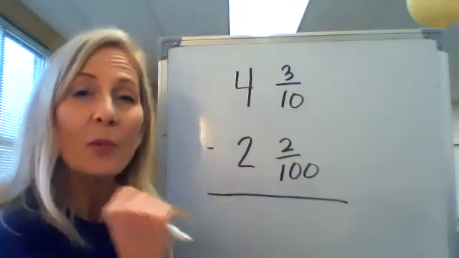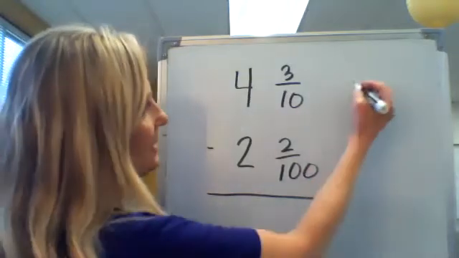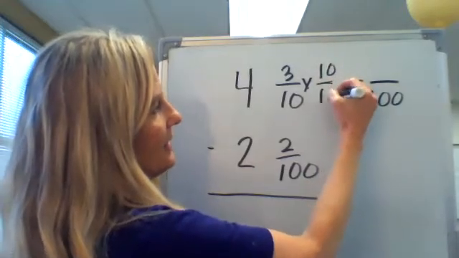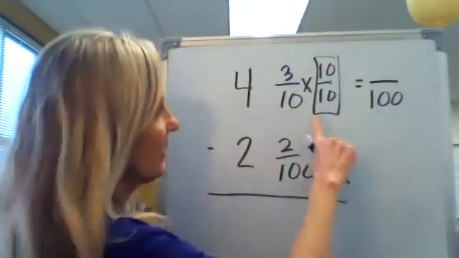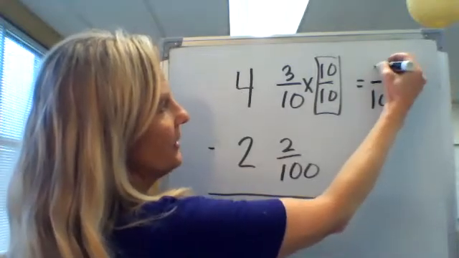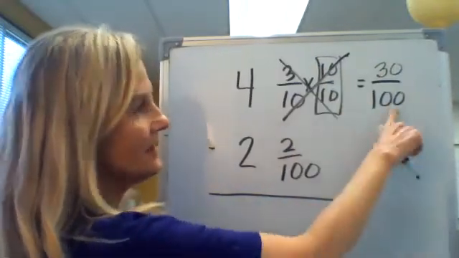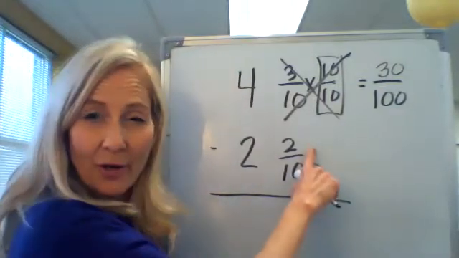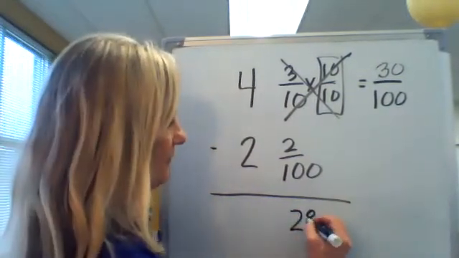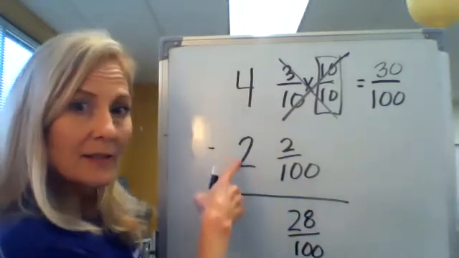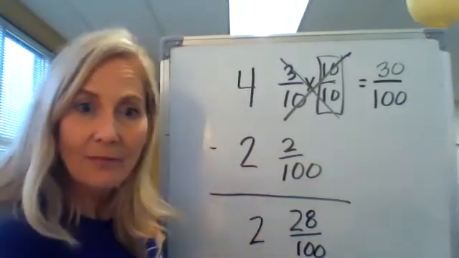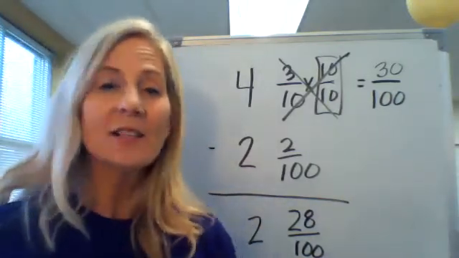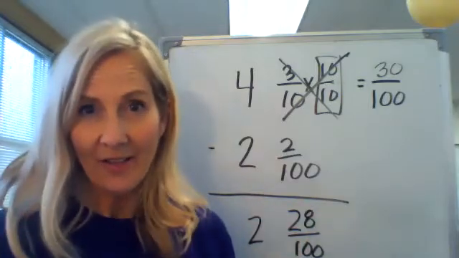Looks like we have a little problem here, but we can handle it because we know how to make equivalent fractions. So I want this to be hundredths. I already know from the last one that 10 over 10 is going to be my go-to fraction there. And 10 times 10 is 100. 3 times 10 is 30. I've got a nice, beautiful fraction with hundredths in the denominator. So 30 hundredths take away 2 hundredths, 28 hundredths, right? 4 wholes take away 2 wholes, 2 wholes. There you go. Answer. Adding and subtracting mixed numbers: smooth sailing unless there's different denominators, but we can handle that, no problem.